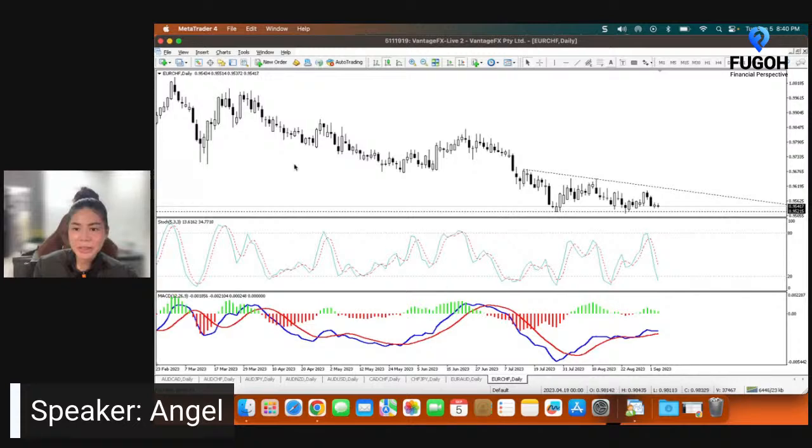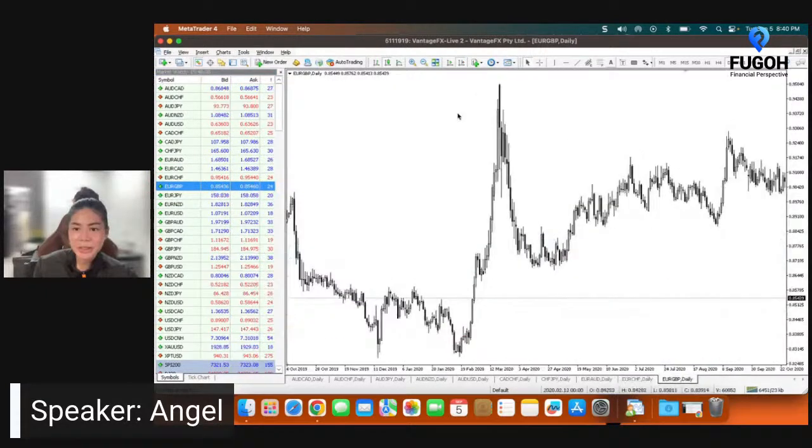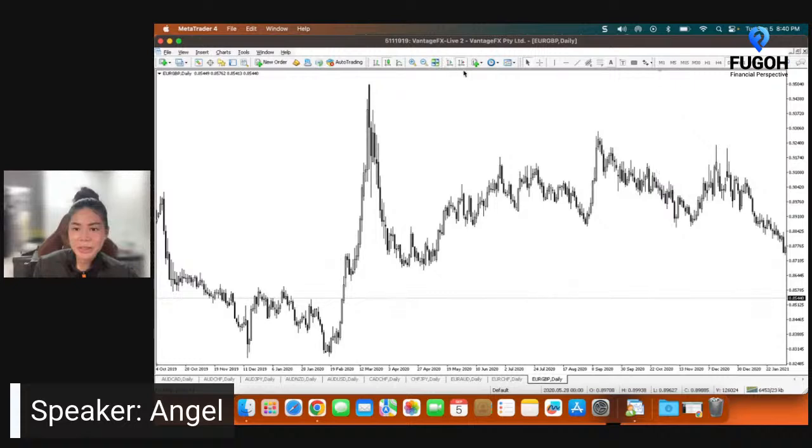Still not there yet for MACD. All right. Euro pound. I'm getting too fast.